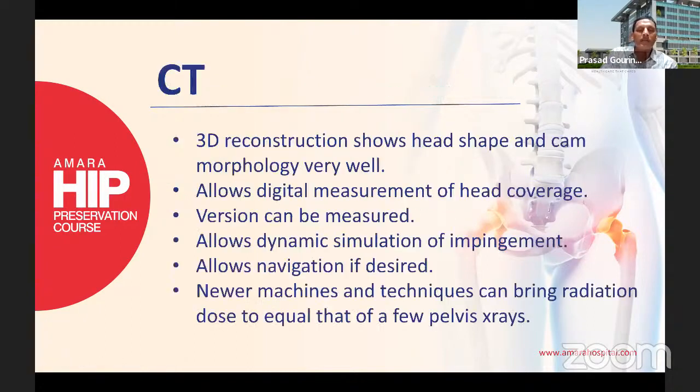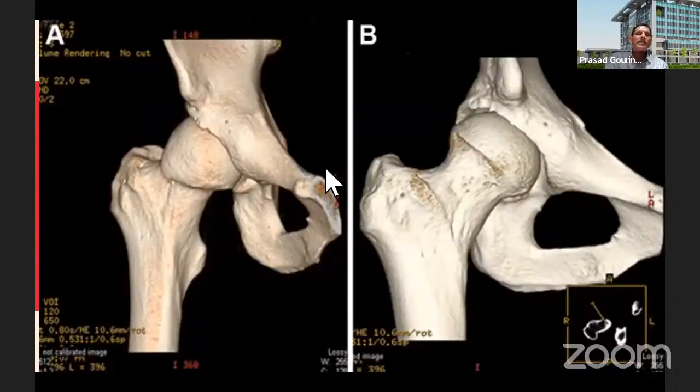CT shows a lot. CT shows the head shape and cam better, so you can get whatever test you need to understand it. It allows measurements in millimeters and square millimeters, but I'm not very familiar with these measurements. I don't use it routinely. It's not important. Here's how a CT can show the cam before and post-op.